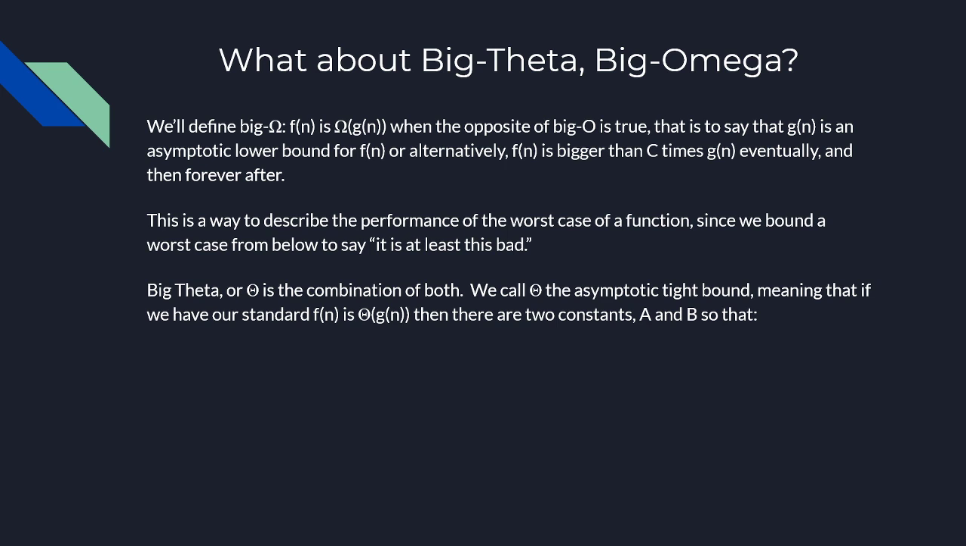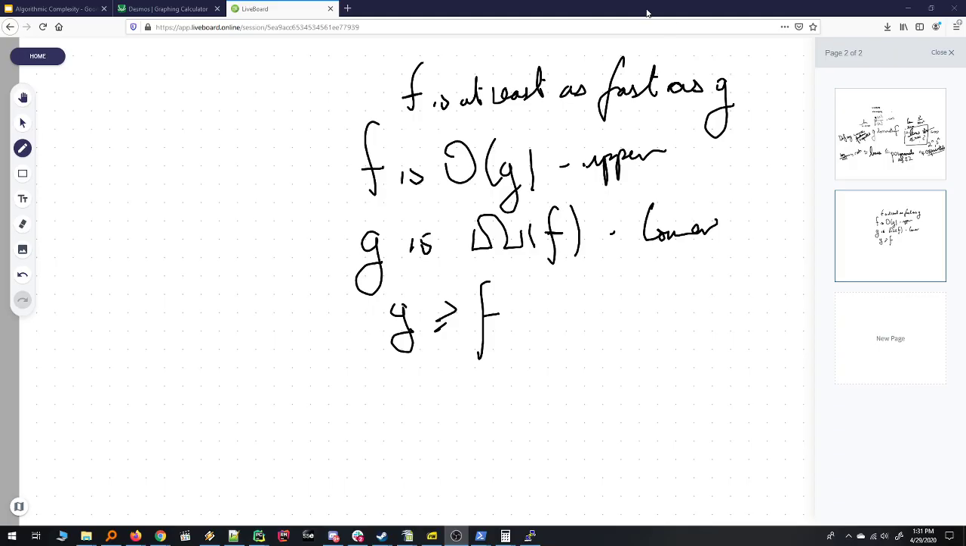And so let's just say that big theta is the asymptotic tight bound. So basically, big theta is what happens when it's both big omega and big O, right? Because big O has a less than or equal to sign, right? So F is less than or equal to some constant times G. And this one says that F is bigger than some constant times G.